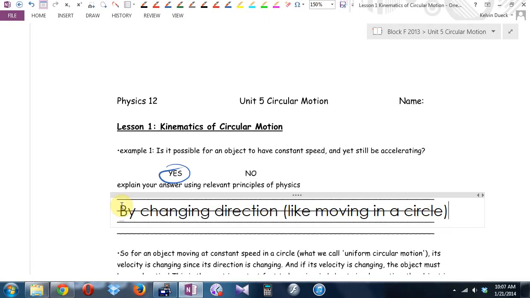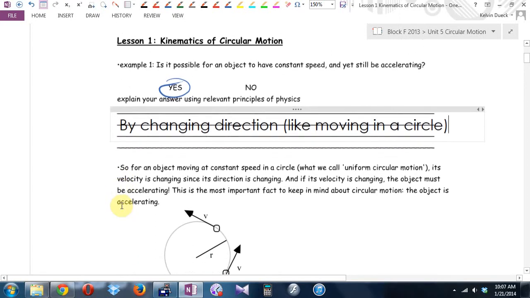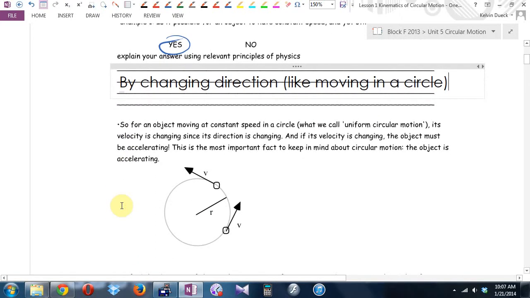So, for an object moving at a constant speed in a circle, and we're going to call that uniform circular motion, its velocity is changing because its direction is changing, although its speed is constant.